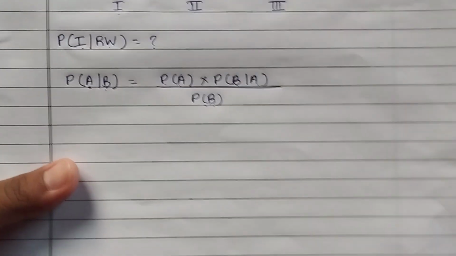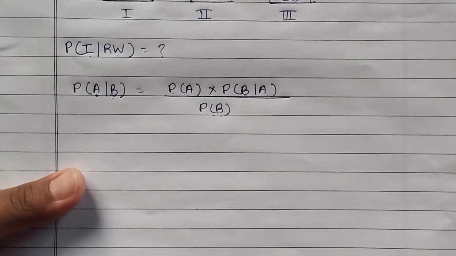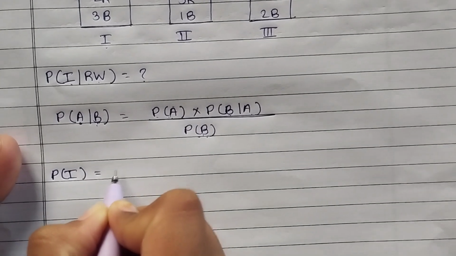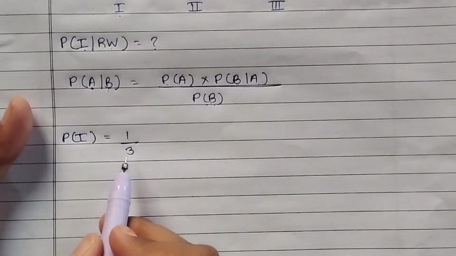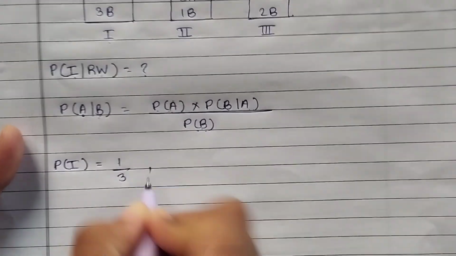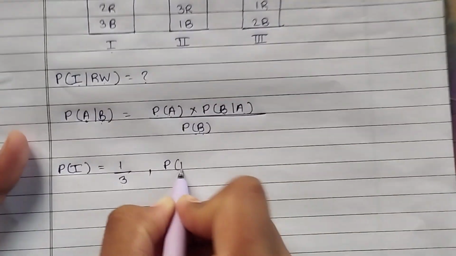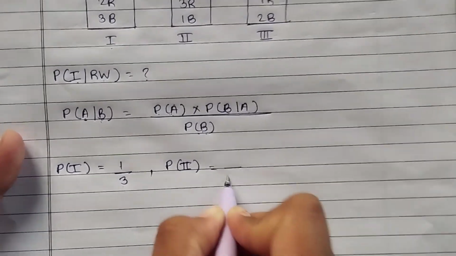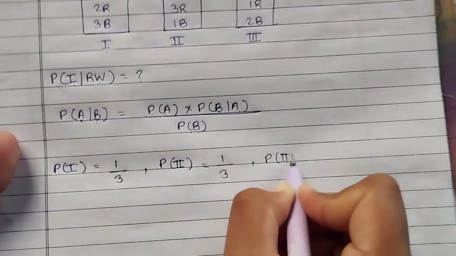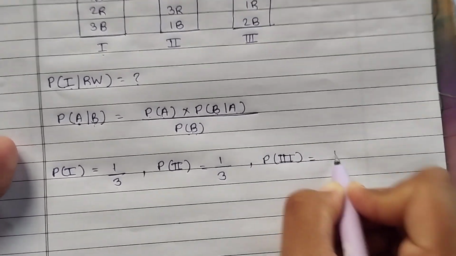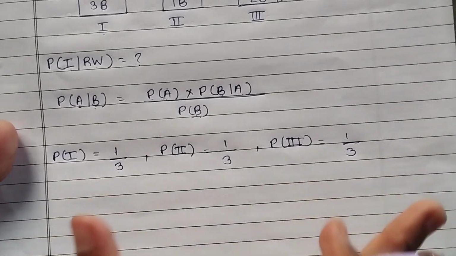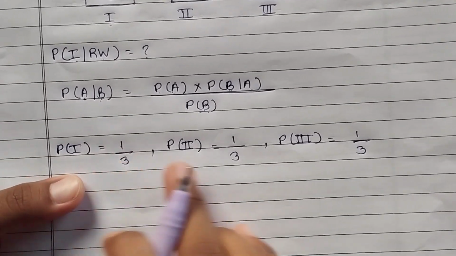First we find out the probability of selecting one box out of 3. The probability of selecting the first box is 1 by 3. From 3 boxes we select only one, the first box. Probability of selecting the second box, out of 3 we select 1. Probability of the third box is nothing but 1 by 3. Out of 3 we select 1. So these are the probabilities only for selecting the boxes.